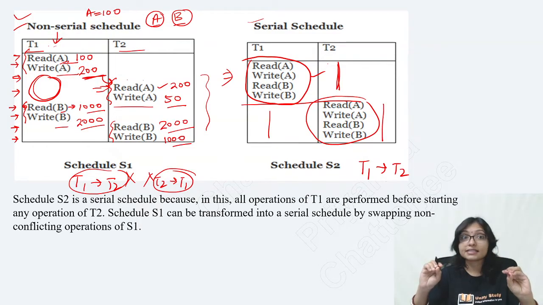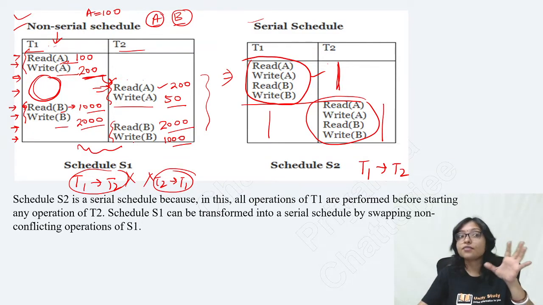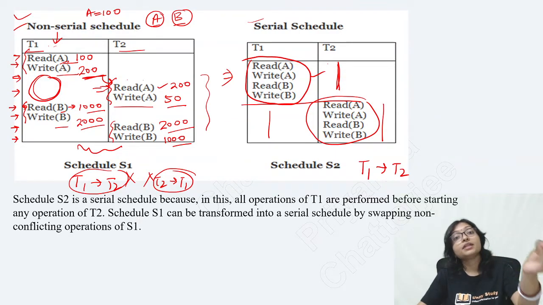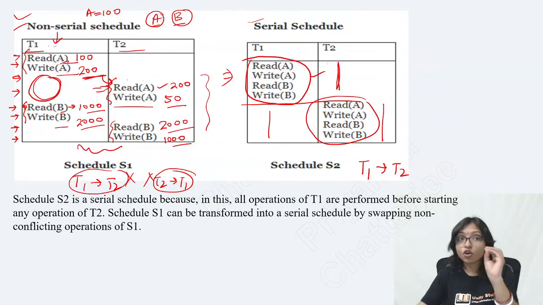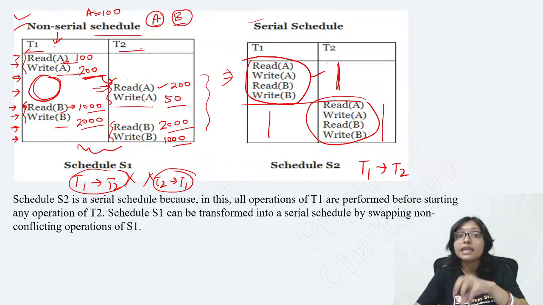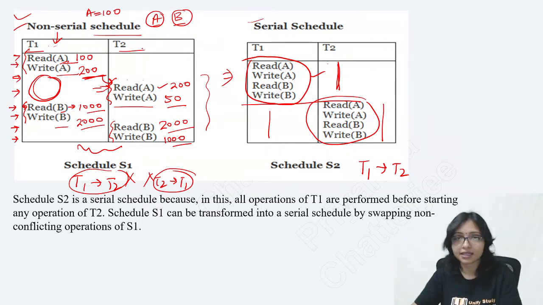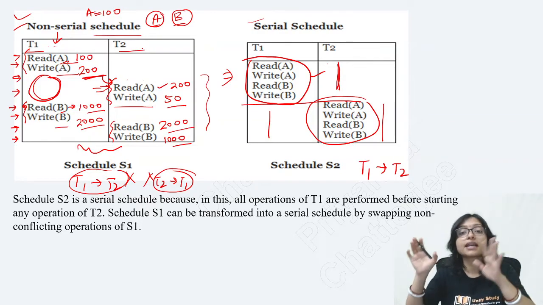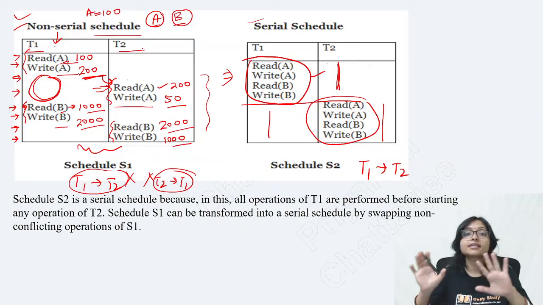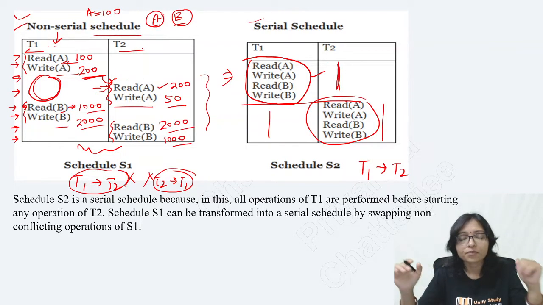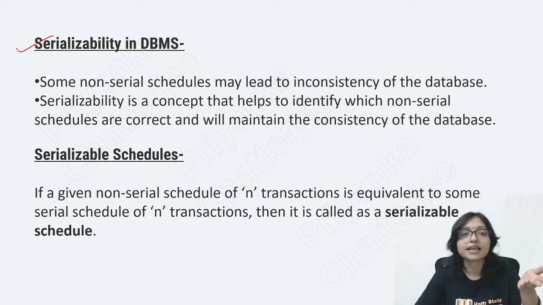Now our target is this: if a non-serial schedule is given to me, can I make it serial? If I am able to make it serial, then we can say it is serializable. Serializable means you are able to make it serial. Otherwise it is not serializable. Okay, now you can see the serializability.